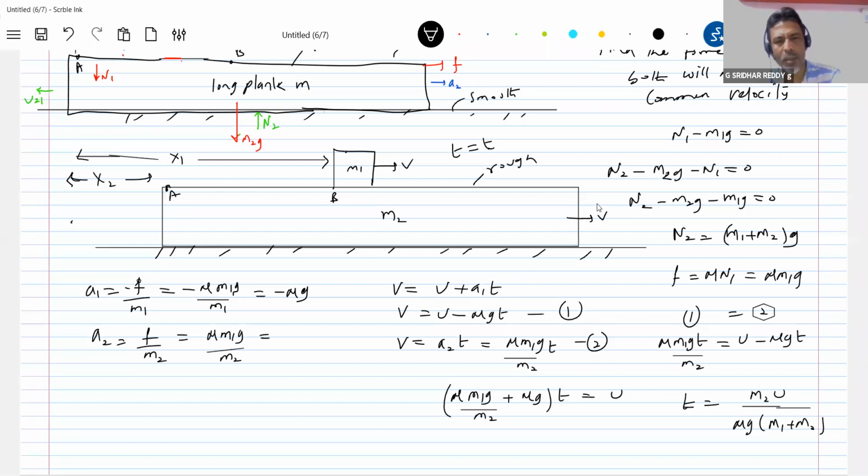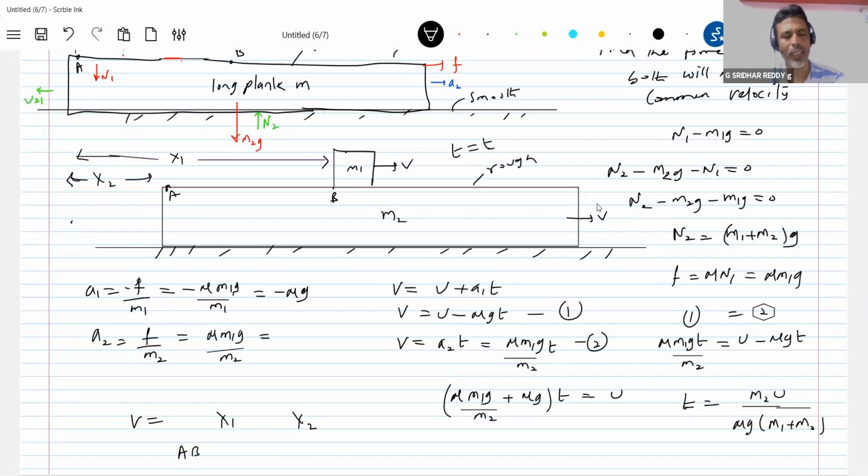After this time, what happens? They'll continue moving together, due to inertia of motion, with uniform velocity. How to calculate x1? Once you know the time, you can get all the other things. Now substitute this t here to get the velocity. So you can calculate velocity, x1, x2, and also the distance AB.